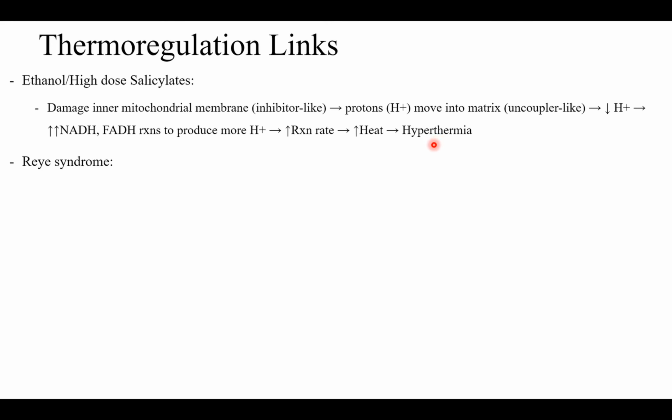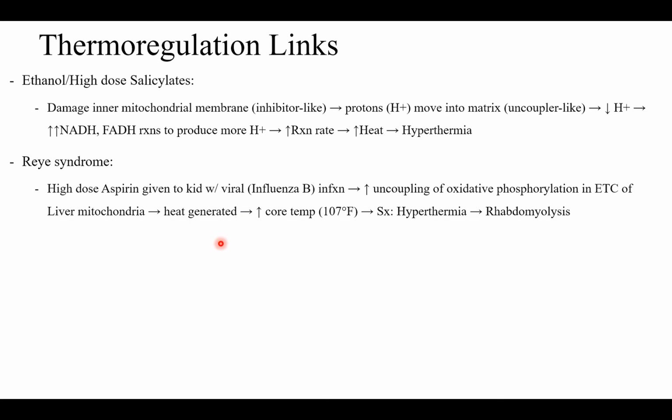Another concept you want to remember is Reye syndrome. Reye syndrome occurs in a kid with a viral infection, specifically influenza B has a high incidence. You give high dose aspirin, and that causes an increase in uncoupling of oxidative phosphorylation and the electron transport chain of liver mitochondria. Heat is generated, and that can cause fever, and the core temperature can rise up to 107 degrees Fahrenheit, and that leads to hyperthermia and rhabdomyolysis, and again you can recall the whole hyperthermia profile as well.